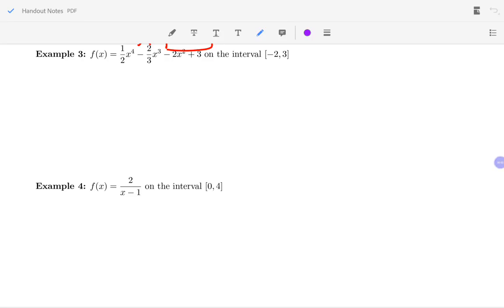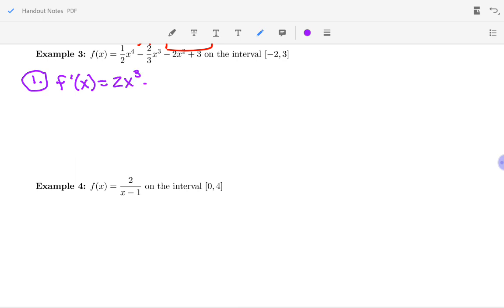So this function I asked you to try, it's our last polynomial. Before we do some word problems, we're going to do our same two steps. If we want to find absolute max and min, we take the derivative. The derivative of this, 1/2 of 4, is going to be 2x cubed.